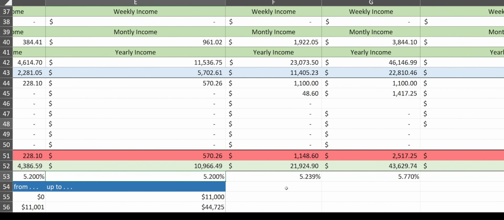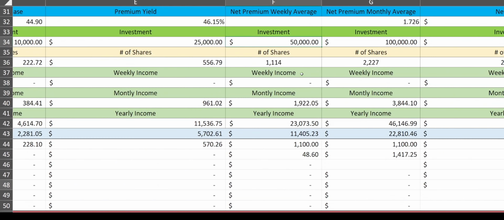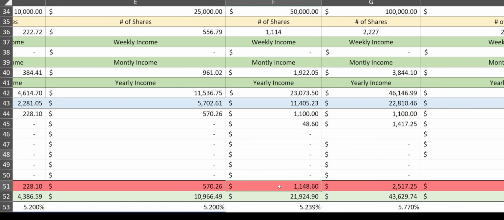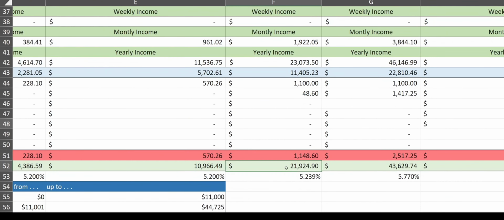Well, now we're going to the bigger numbers. We're going to $50,000. $50,000 is going to get us about 1,114 shares. That monthly income is going to be $1,922.05, so the yearly income is going to be $23,073.50. Because of return of capital considerations, we only have to pay taxes on $11,405.23, right? We break it down into two different tax brackets. Your total taxes is $1,148. Subtract that from your yearly income, and your take home is $21,924.90. That tax rate is still about 5.2%. It's not complicated.